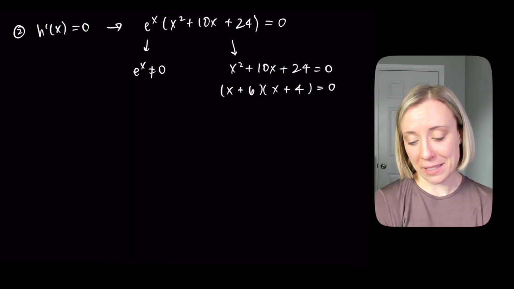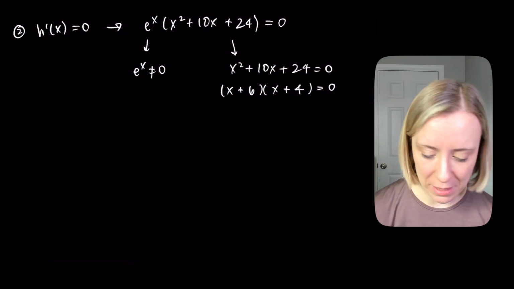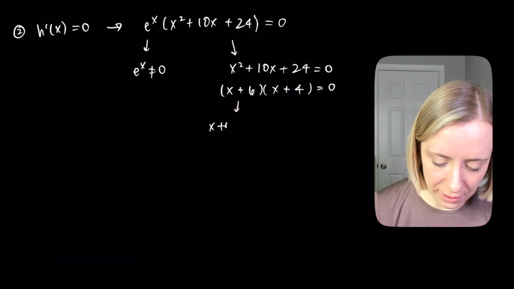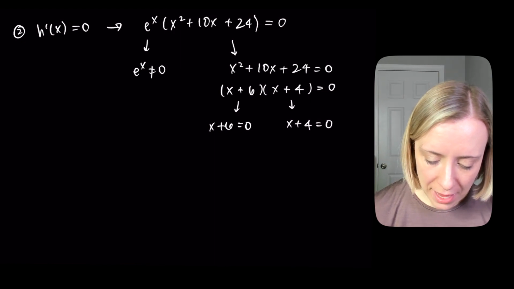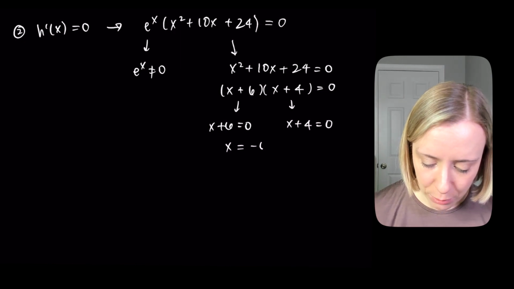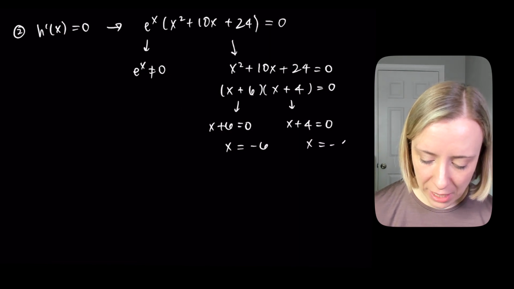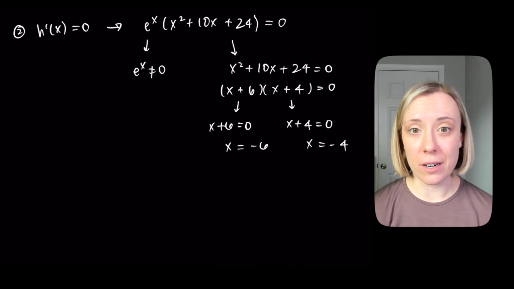And then we actually repeat the same logic, right? One of these terms must be 0. So x plus 6 is 0, or x plus 4 is 0. And so we get our solutions as x equals -6 or x equals -4. And these are our critical numbers.